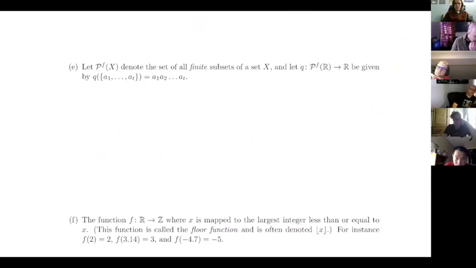Okay, so in E, we're now mapping from the finite power sets of the real numbers into the real numbers by taking the product of all of the elements in the set. So what did groups think about injectivity? It's not injective. Okay, and what's a counterexample for that? Maybe the set {3, -2} and the set {6, -1}.